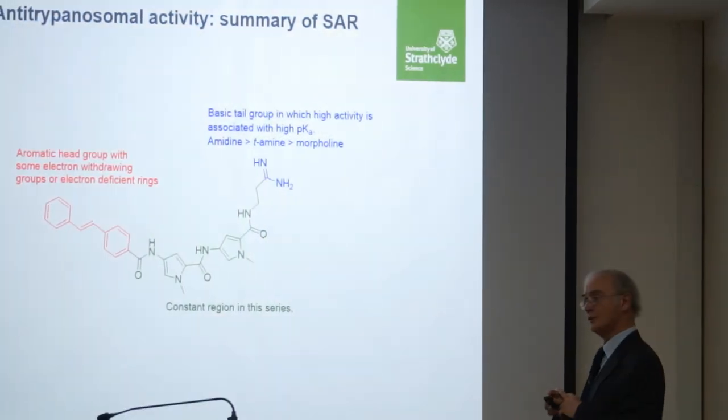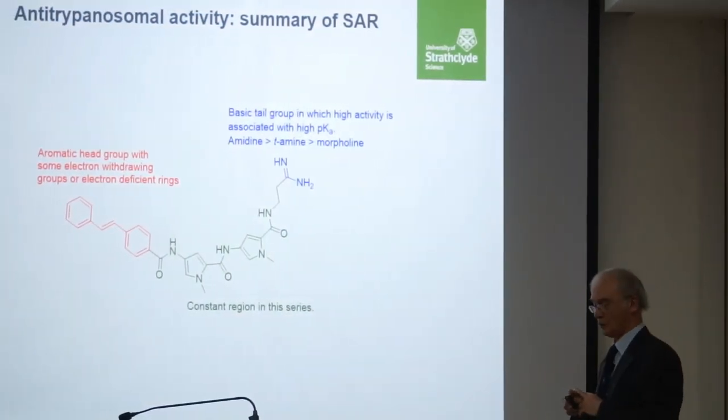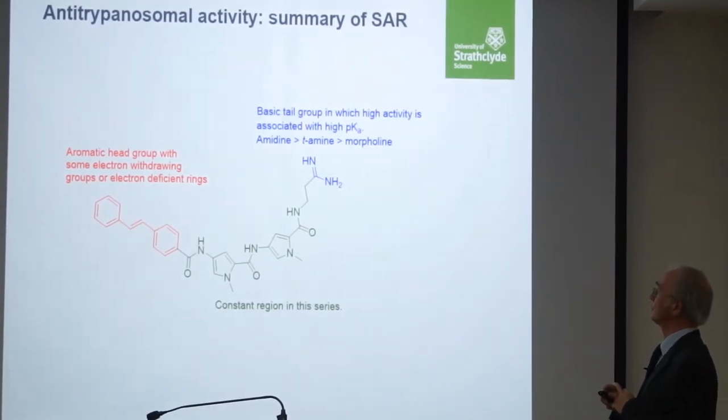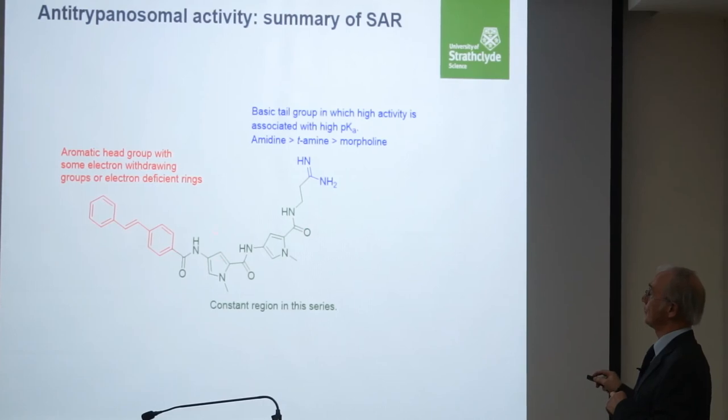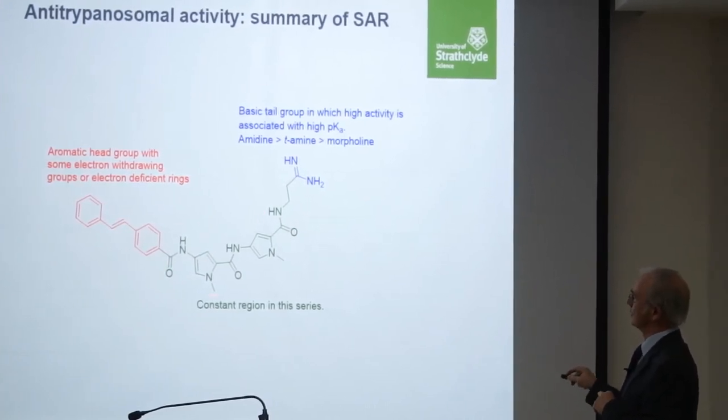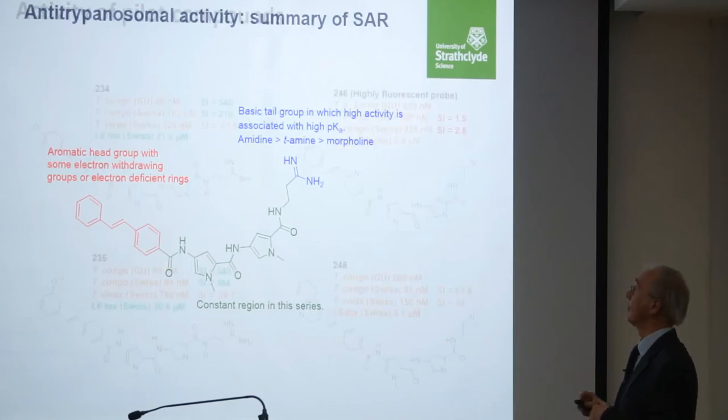So we've reviewed a large number of our compounds in partnership with the University of Glasgow and the Swiss Tropical and Public Health Institute in Basel. And the overall summary of the structure activity data refers to a constant region here, pretty well standard N-methylpyrroles, although we have some compounds with modifications here. An aromatic head group, preferably with some sort of electron withdrawing substituents, and an amidine, much better than a tertiary amine or than a morpholine.